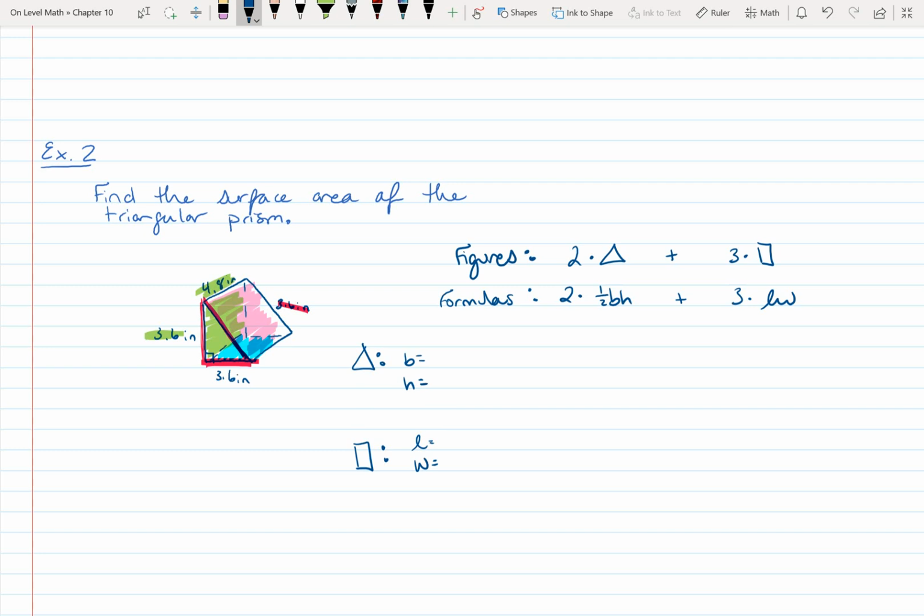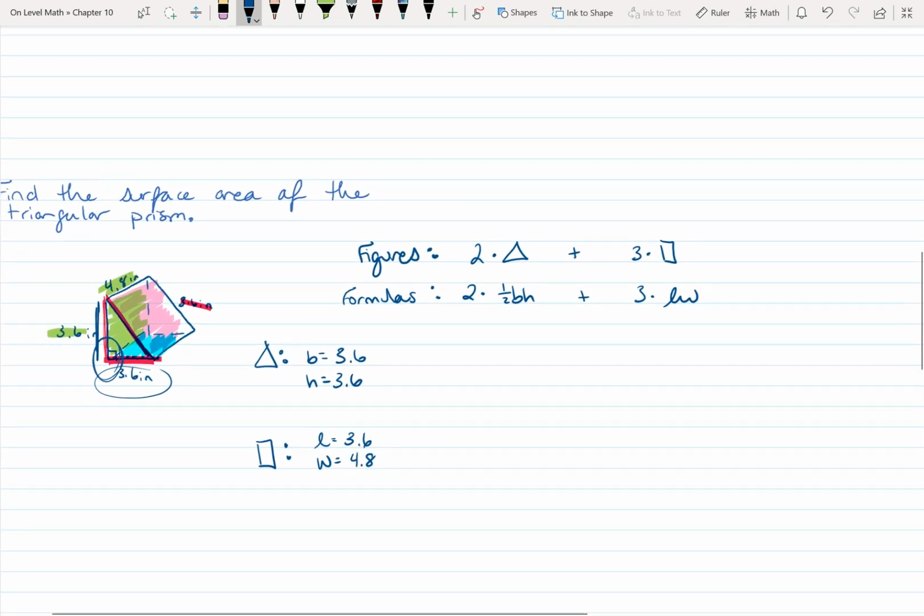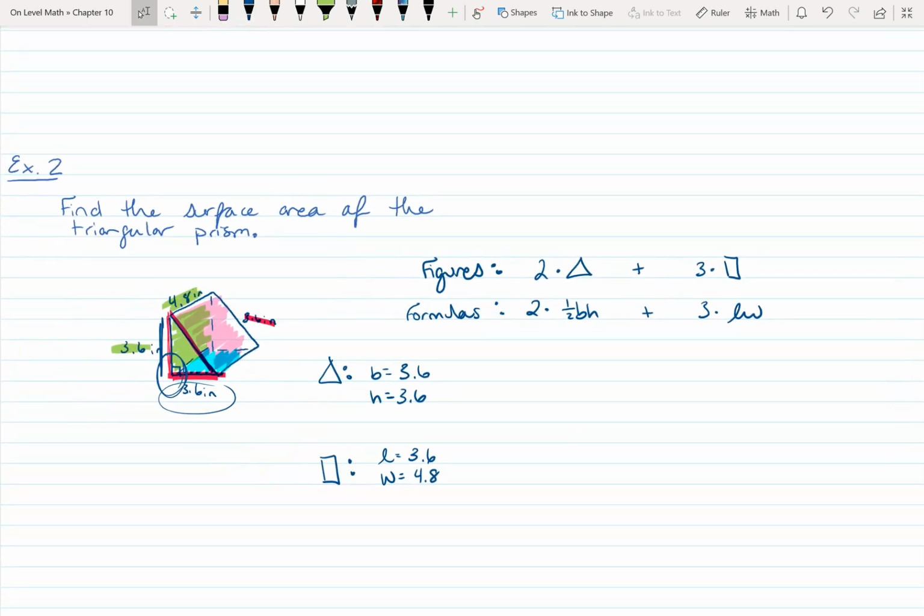Okay, so our base for our triangle is this 3.6. Our height, remember, it has to be perpendicular to the base, so you're looking for that right angle symbol. So the height is also 3.6. The length for the rectangle is, we already labeled it in green, 3.6. The width is 4.8. So we definitely want our calculators here. We've got a lot of decimals.